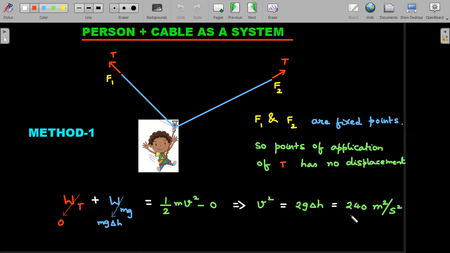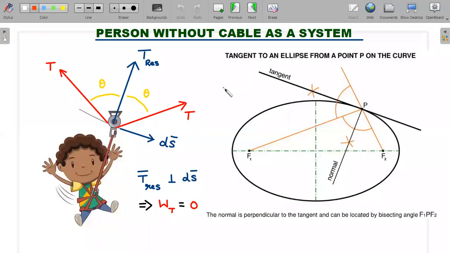But the real doubt comes when, if I had to not include the cable or the rope into the system, then how do you prove, with the tension acting at these places, that the work done by tension is actually zero? So that is what we are going to do here, just to not solve the physics problem, but understand the marvel of how the maths and physics speak the same language here.